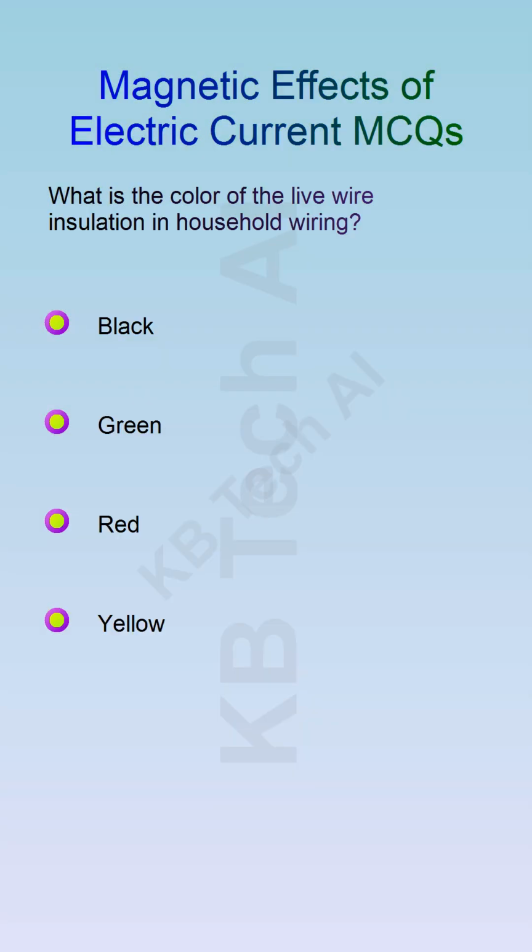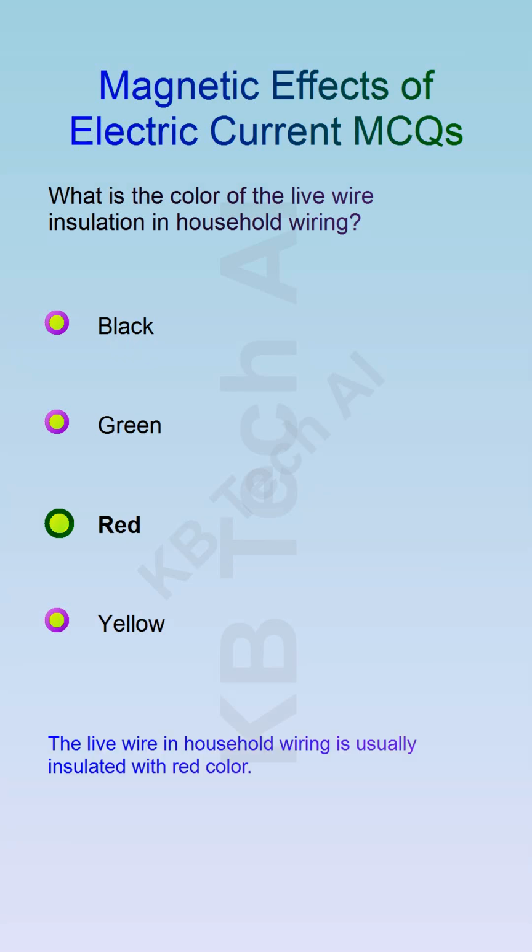What is the color of the live wire insulation in household wiring? Option 1, black, option 2, green, option 3, red, option 4, yellow. The answer is, option 3, red.